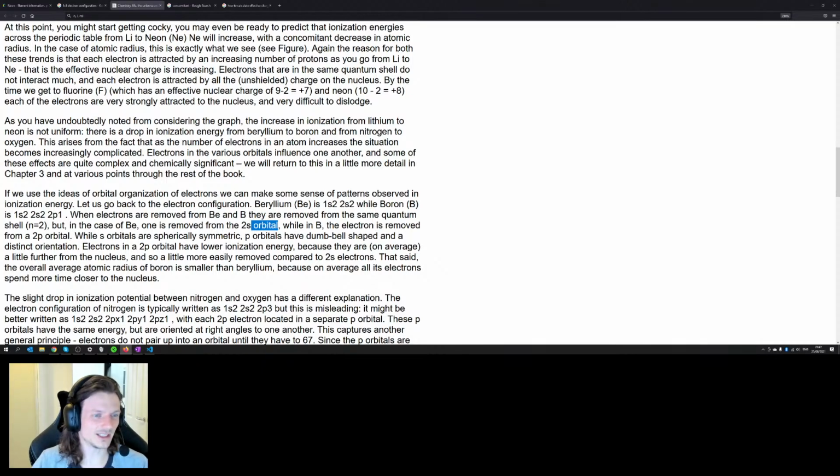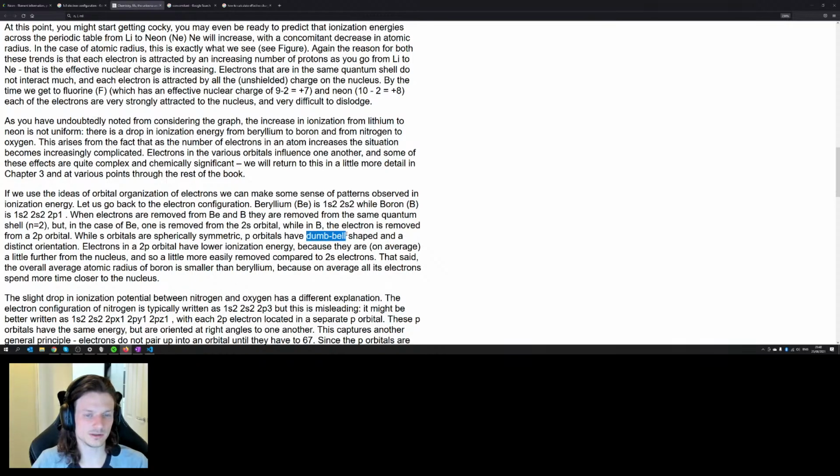Okay, sorry. When electrons are removed from beryllium and boron, they are removed from the same quantum shell, but in the case of beryllium, 1 is removed from the 2s orbital, while in B, the electron is removed from a 2p orbital. While s orbitals are spherically symmetric, p orbitals are dumbbell shaped and have a distinct orientation.